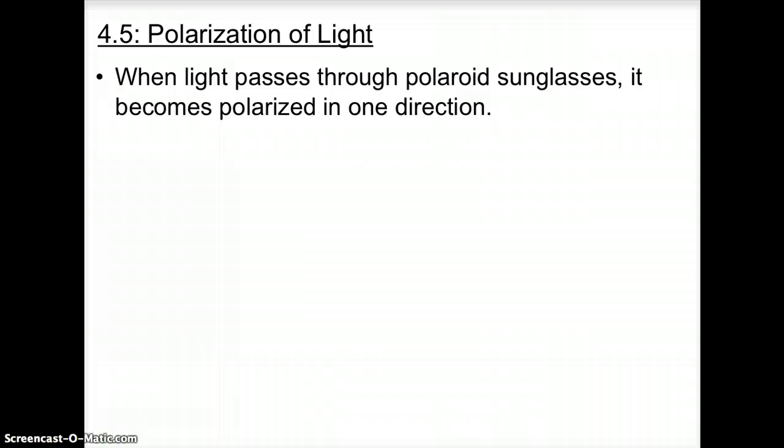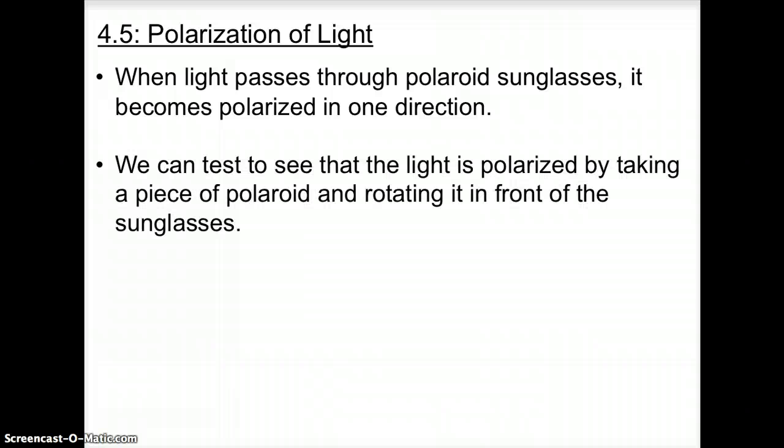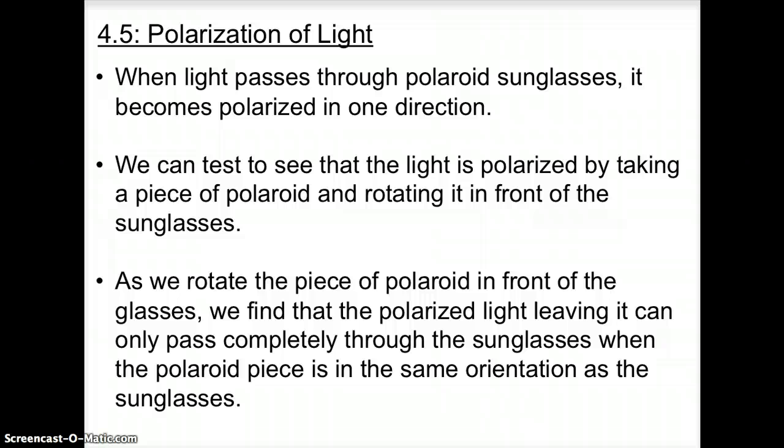So when light passes through Polaroid sunglasses, it becomes polarized in one direction. And we can test that this is true. Here's how you do it. You take a second piece of Polaroid, just a regular piece of Polaroid, loosely hanging, not positioned inside of sunglasses, and you rotate it in front of the sunglasses. As you rotate the piece of Polaroid in front of the glasses, what you find is that the polarized light leaving the Polaroid piece can only pass completely through the sunglasses when the Polaroid piece is in the exact same orientation as the sunglasses.